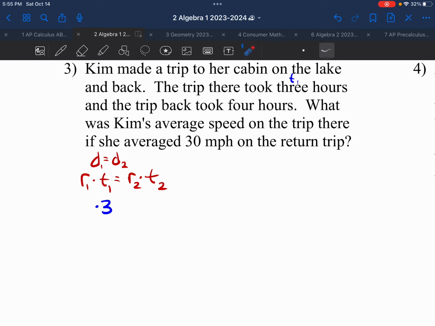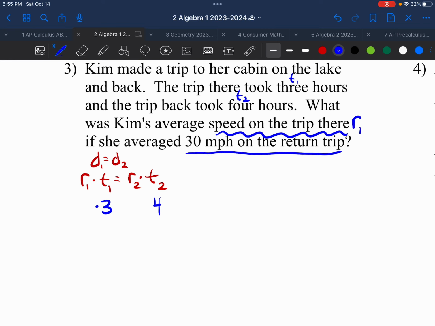And then what else do we know? The trip back took 4 hours. So that's going to be another time, in hours. This is going to be T2, so T2 is going to be 4. And we're still missing these 2 variables. We're asked, what was Kim's average speed on the trip there? So the trip there, let me go ahead and identify that. Speed on the trip there, that's talking about rate 1. And we have 30 miles per hour on the return trip. This is the rate 2. So I know rate 2 is 30.